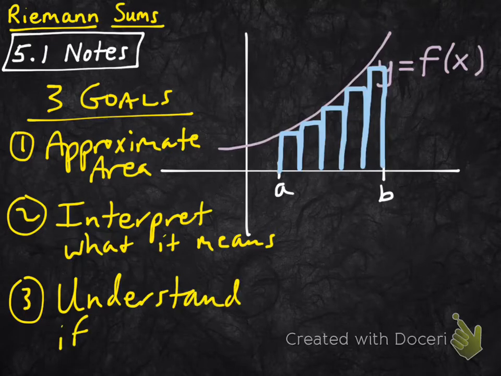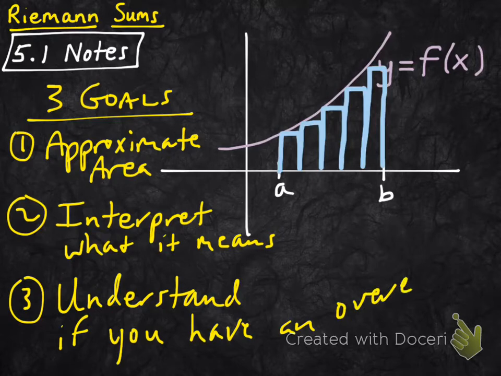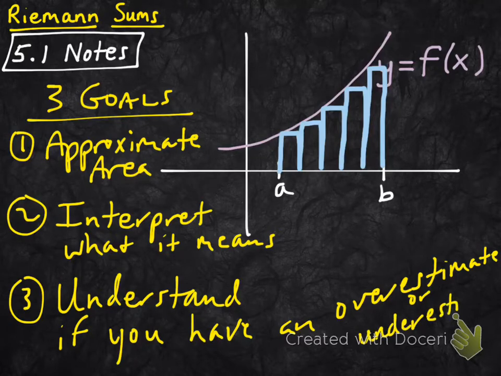And then the third goal is to understand whether or not that area, if you have an overestimate. So in other words, we're going to be estimating the area here today. Overestimate or an underestimate. Okay. So if you can be thinking about those things while we work through each of the problems, then we're good to go.